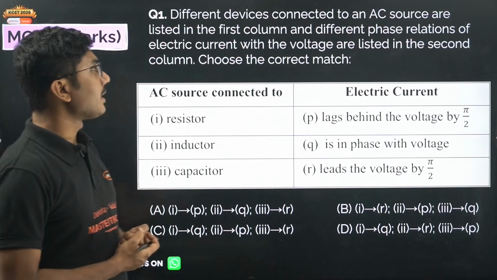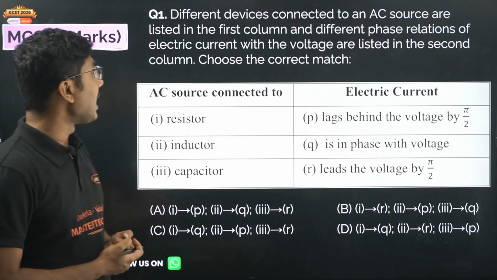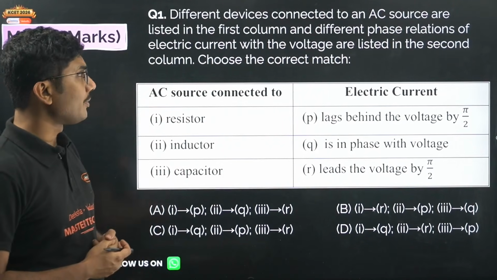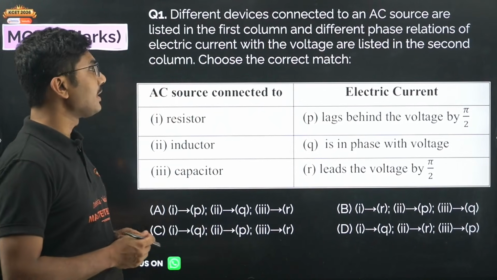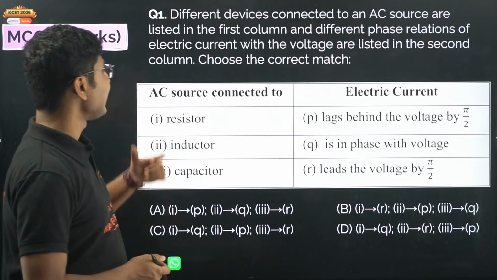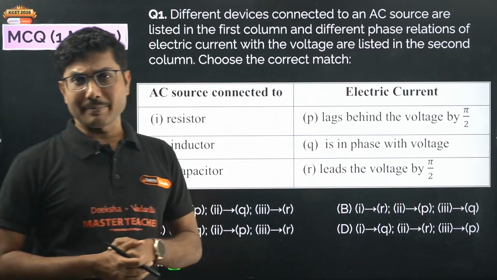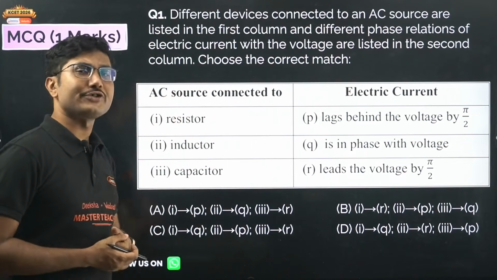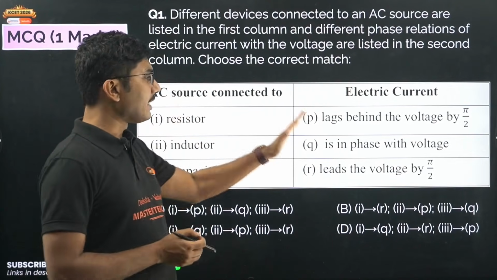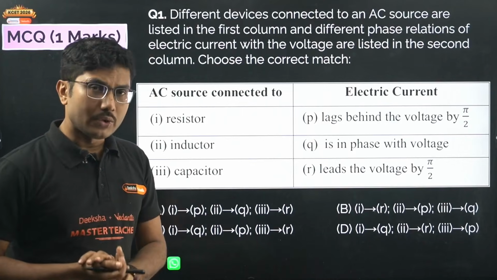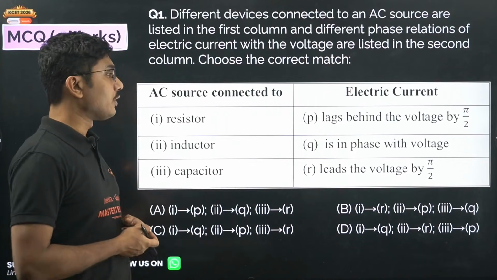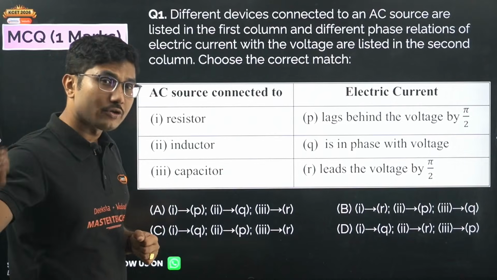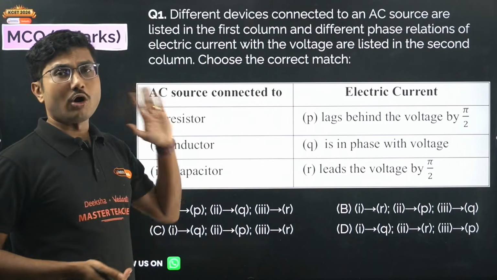Different devices connected to an AC source are listed in the first column, and different phase relations of the electric current with the voltage are listed in the second column. Choose the correct match. Now the exact question may not be coming, but the phase relation related question will be coming. There is a high chance that phase related questions will come in your FA2 as well as your pre-board as well as your final exam. So you should remember all the phases.